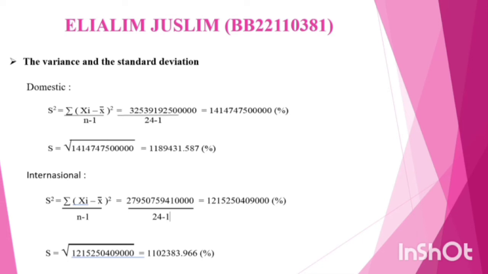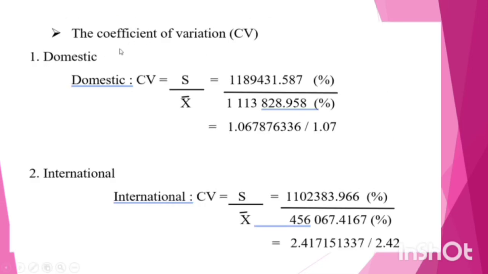Next, coefficient of variation. Coefficient of variation is the ratio of the standard deviation to the mean. The higher the CV, the greater the dispersion. Based on the data set, we have two: domestic and international. The coefficient of variation of domestic is 1.07 and number 2 is international, which is 2.42. That means the coefficient of variation indicates that international passenger traffic has more relative dispersion than domestic.